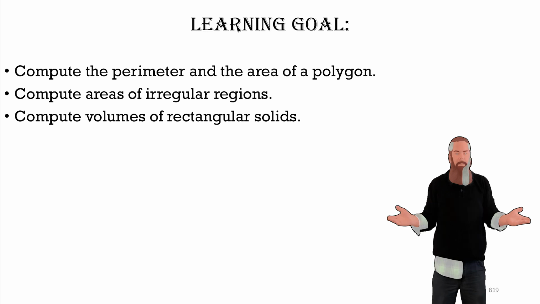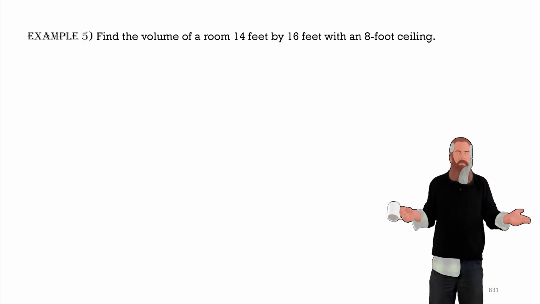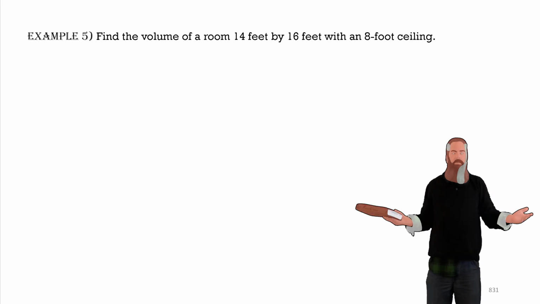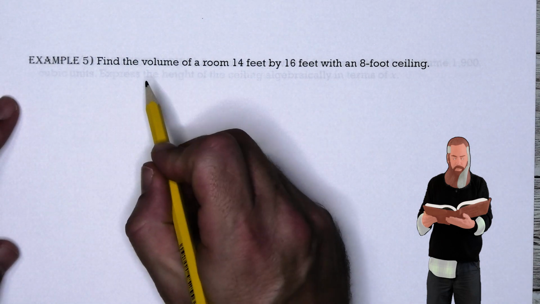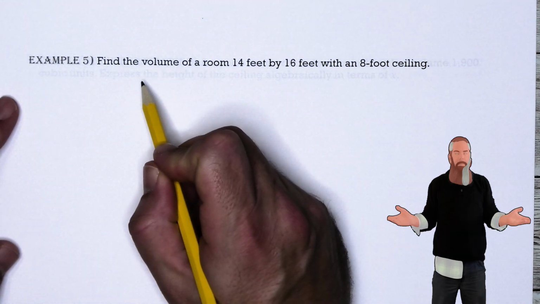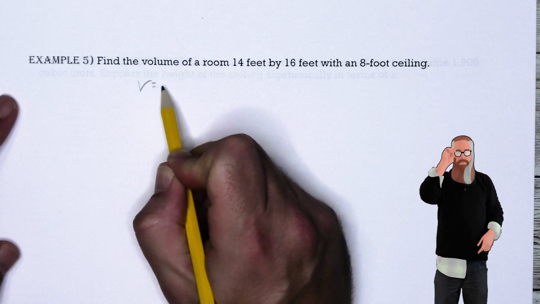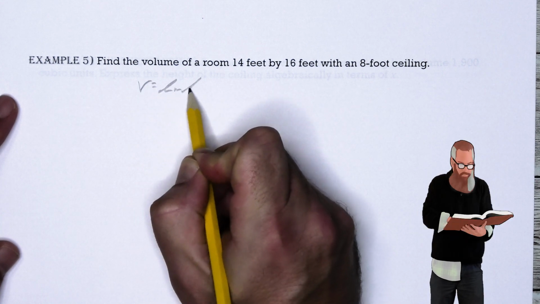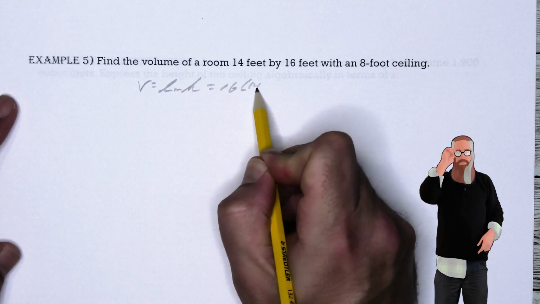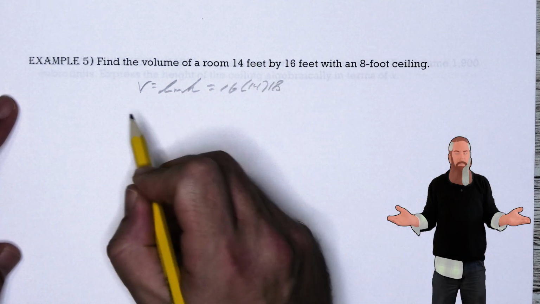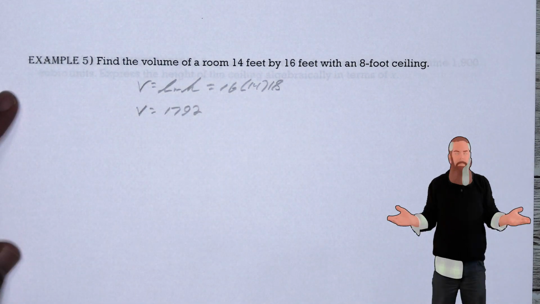Now let's compute the volume of a rectangular solid. Find the volume of a room 14 by 16 by 8 foot. The formula for the volume of a rectangular solid with length L, width W, and height H is that the volume is equal to the length times width times height, which means in this case 16 times 14 times 8, or that the volume is 1792 cubic feet.